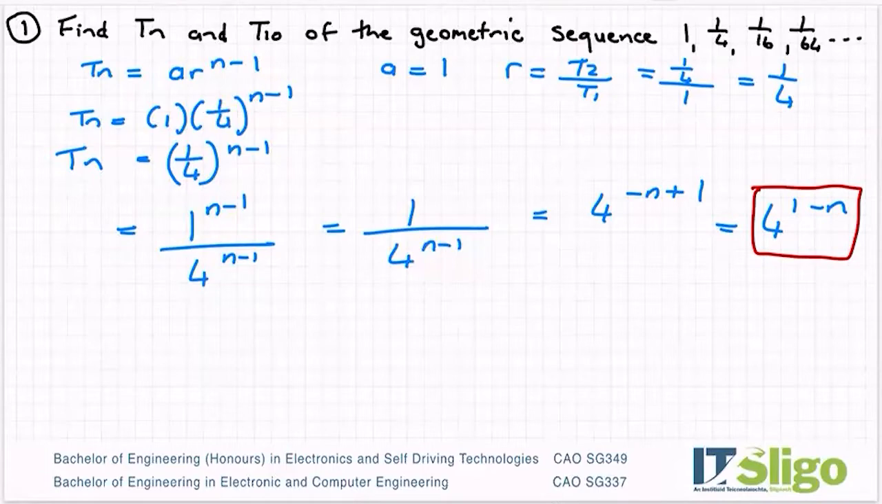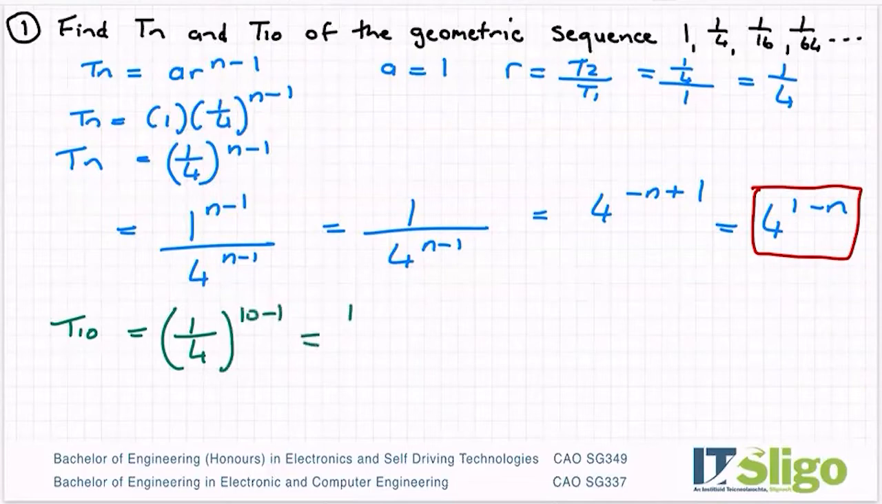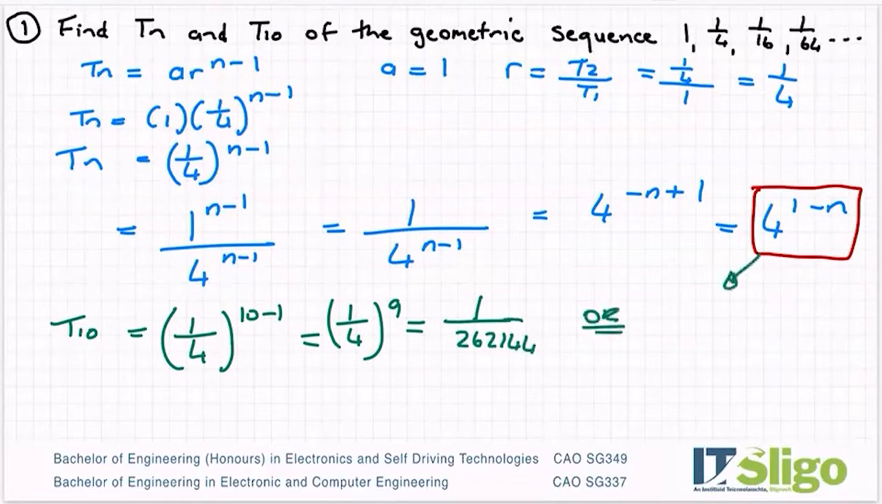Okay, so why do we bother getting a Tn formula? Well, it's a formula to calculate any term. And so that's why they asked us to calculate Tn, so that we could use our formula. Okay, so of course I'm going to fill it into this one first: a quarter to the power of n minus 1, so a quarter to the power of 9, which is equal to 1 over 262,144.